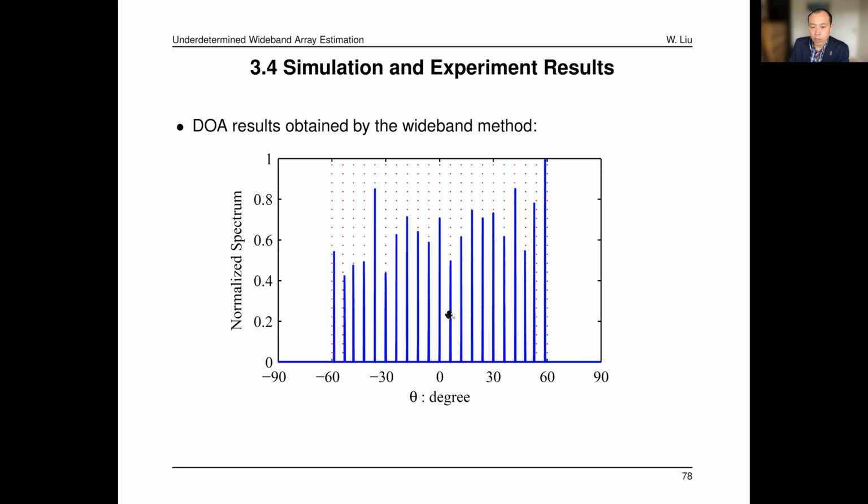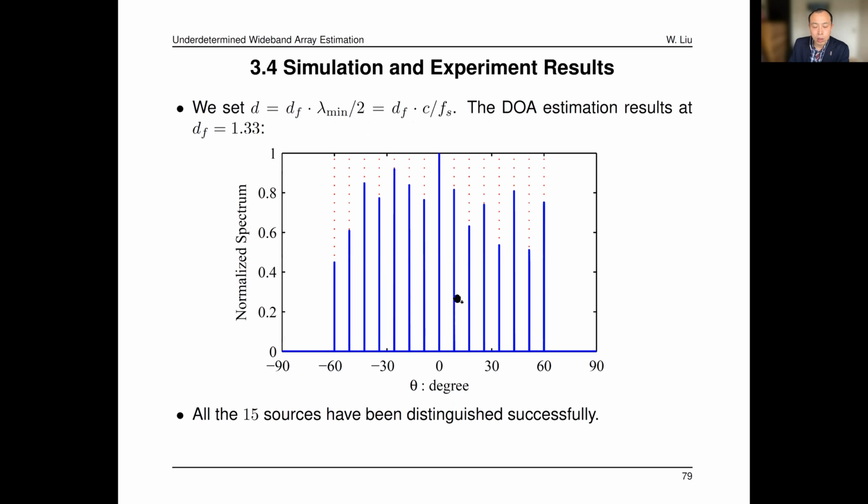Next, as we mentioned, we can have a larger spacing. Here we can use DF. DF equal to 1 is the standard one, lambda minimum over 2, but now we choose DF not equal to 1 but 1.33. You see it's working, so there's no aliasing problem, right? By increasing D beyond this, you can still identify the sources successfully without the aliasing problem.